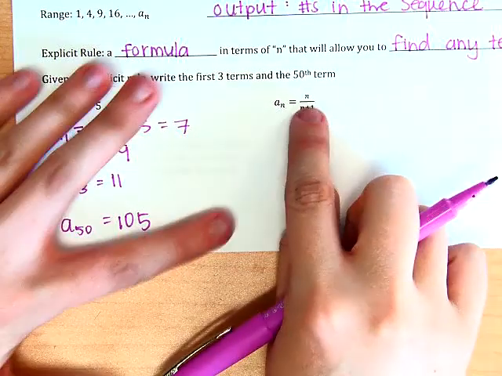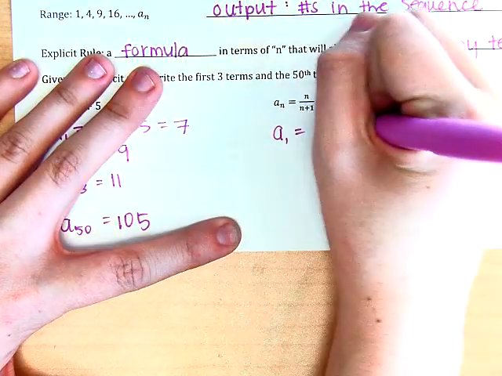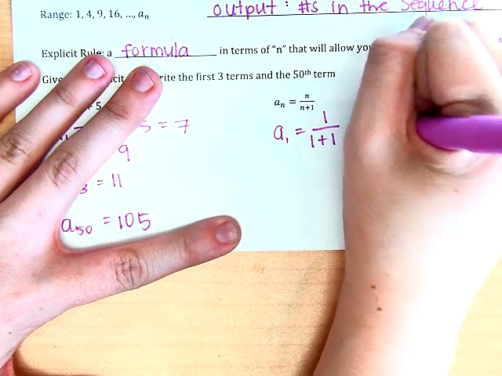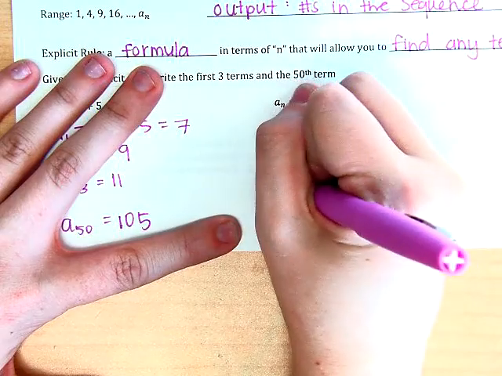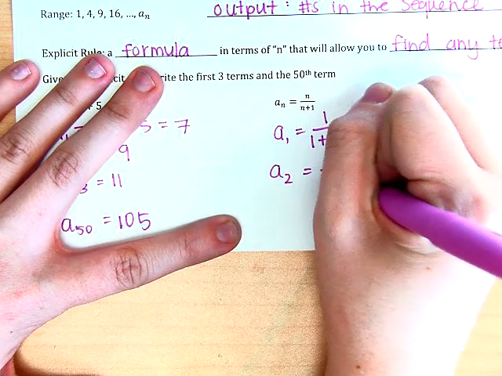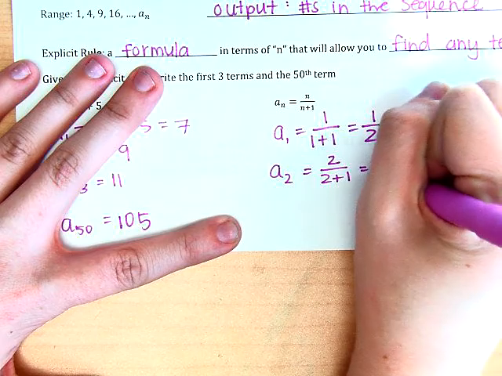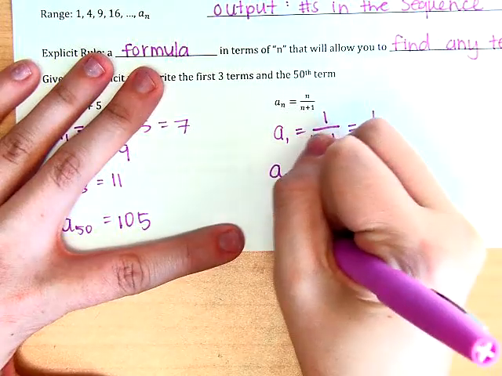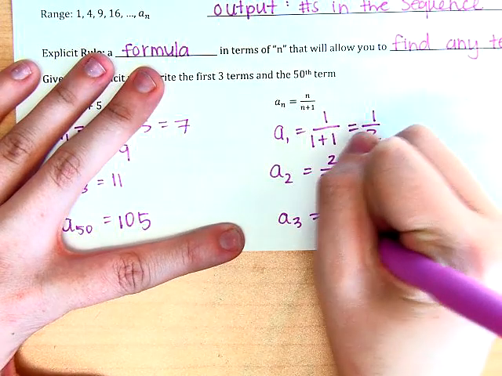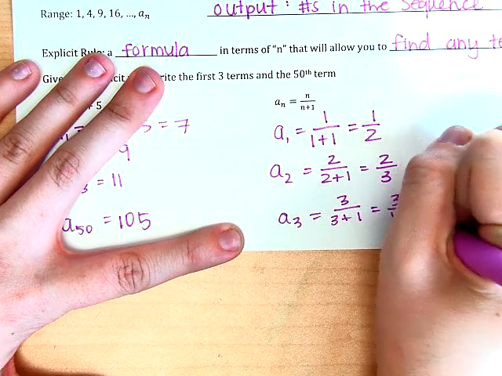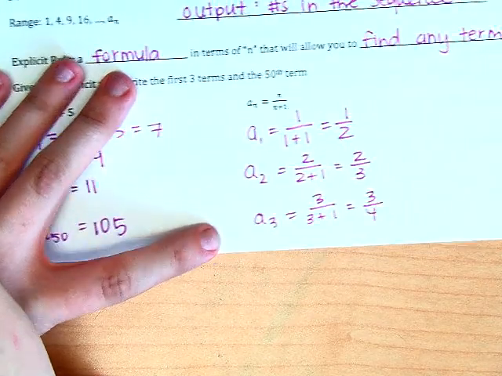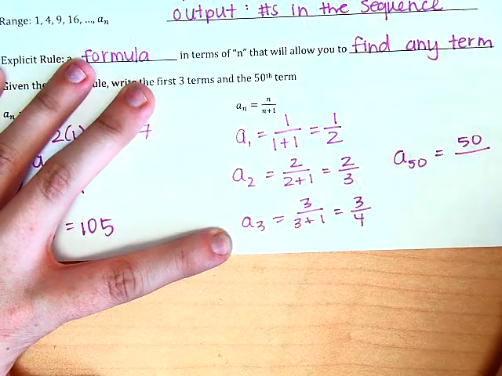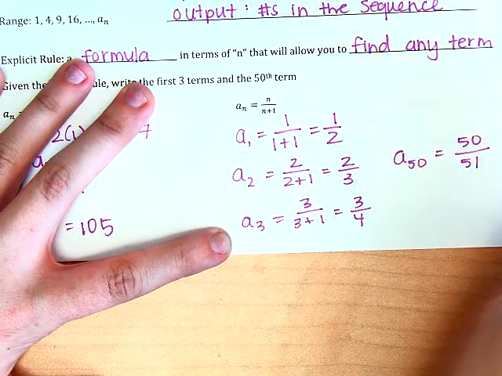For my first term, I just plug in 1 over 1 plus 1. I got 1 over 2. Second term, I'm plugging in 2 over 2 plus 1, so 2 over 3. Same thing for the next one. Third term would be 3 over 3 plus 1, 3 over 4. And if I wanted to find my 50th term, I do 50 over 50 plus 1, which is 51.